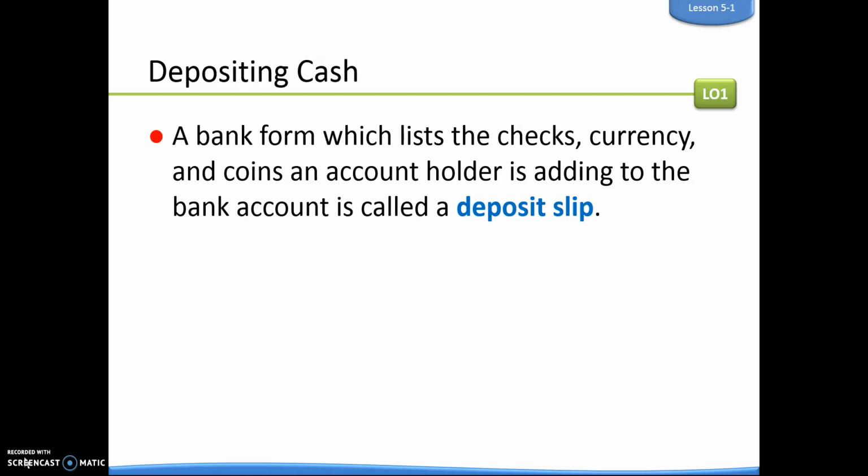Do we know the difference between checks, currency, and coins as they relate to the banking world? Well, checks are the business form or bank form we were just talking about, and we'll see one in a second if you've never seen a check before. Currency has to do with actual dollar bills, so ones, fives, tens, 20s, 50s, hundreds, and coins obviously has to do with coins, so that would be pennies, nickels, dimes, quarters, half dollars, and dollar coins if you have those. So we put all the different forms of money that we would be adding to our account, and we fill that out on a deposit slip.